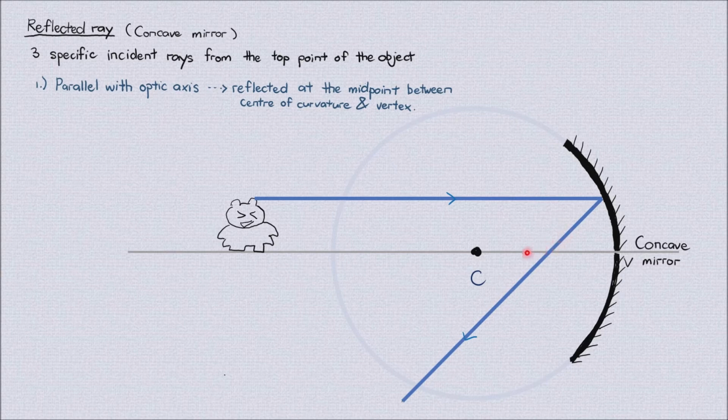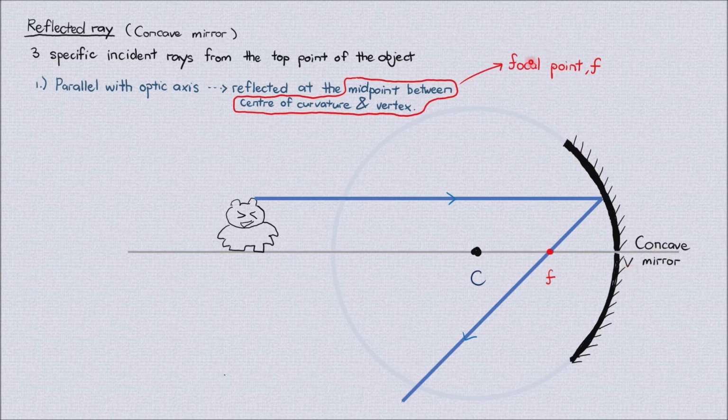Okay, so this midpoint between the center of curvature and the vertex, we call it the focal point, and we label it by the symbol small f. So over here I label this symbol small f to represent the midpoint between the center of curvature and the vertex, and this focal point will be very important for our future discussion. Okay, then this is the first ray.